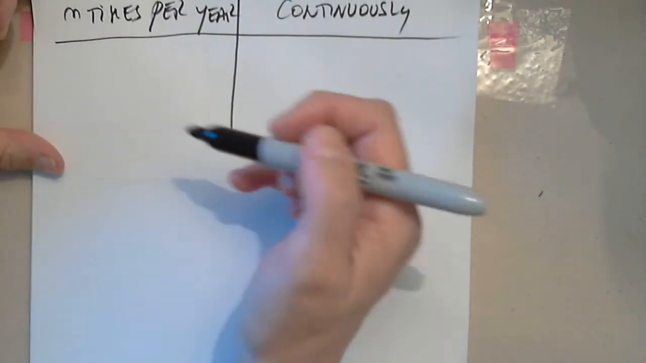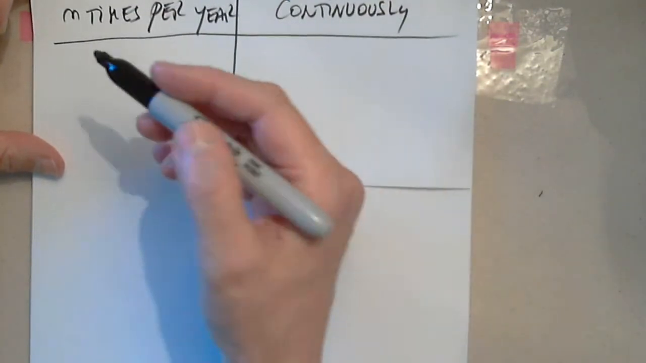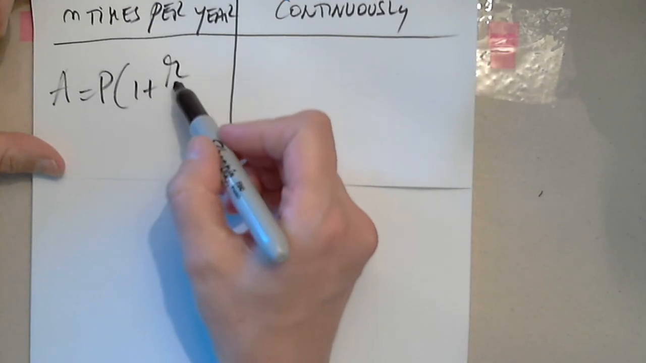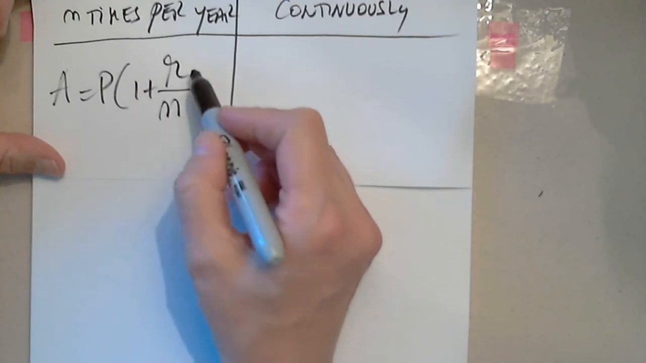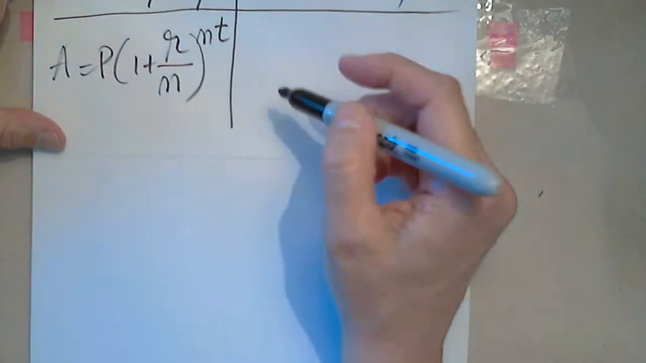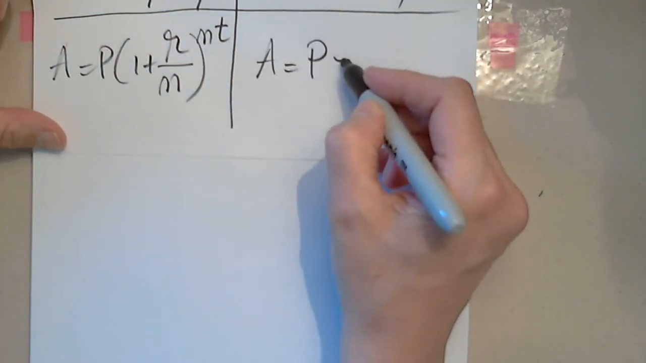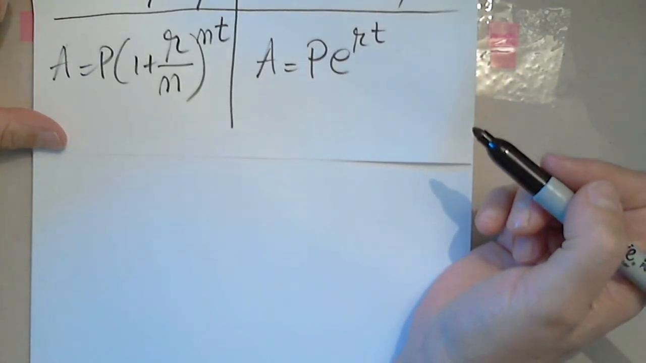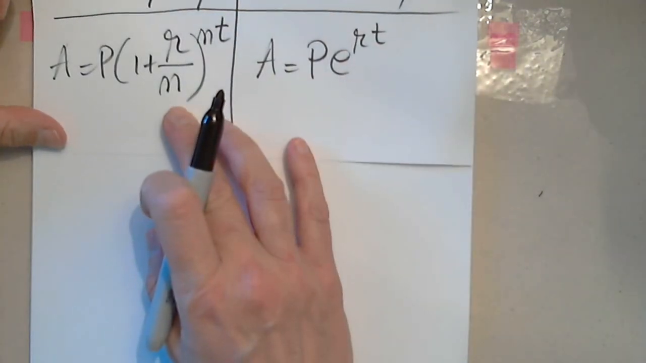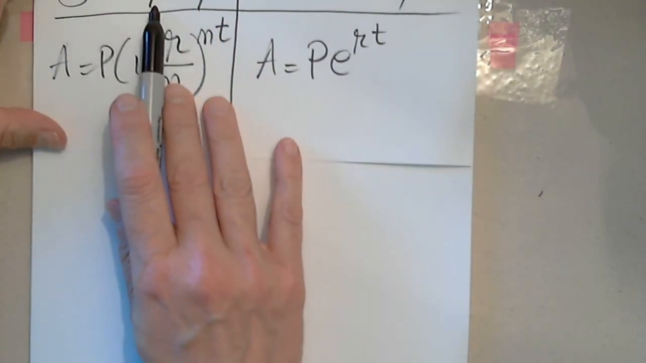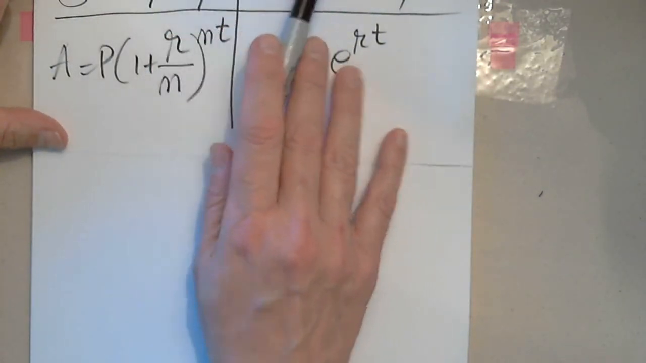Here is one, and we'll discuss what each letter means. A equals P, 1 plus r over n, raised to nt. And the other one is A equals Pe^(rt). As you see, this one does not have n. n is the number of times we compound the interest per year.